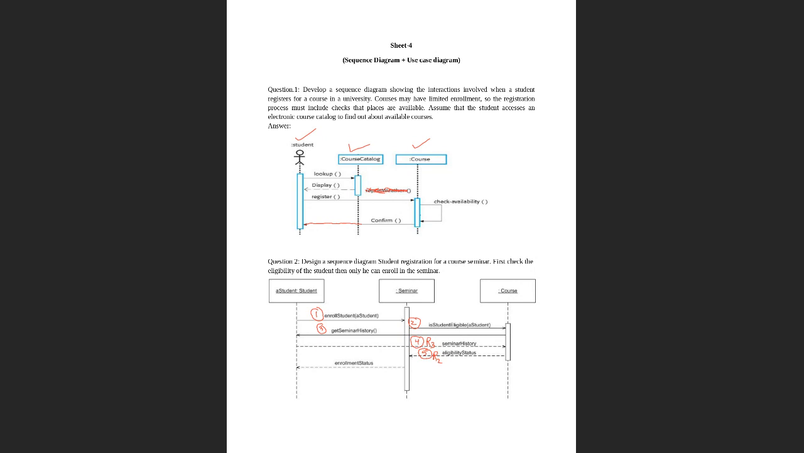When the student is eligible, this is the sixth message they send to the student. What is the sixth message? Enrollment status. This is a reply message to message 1. It means the student is asking whether he can enroll or not, and he gets a reply that yes, he can enroll. From message 1 to message 6, all of 3, 4, 5, 6 are happening in the background. Any questions regarding this?